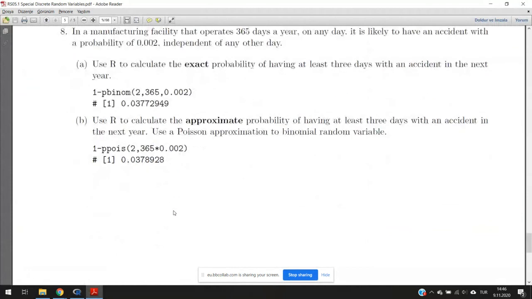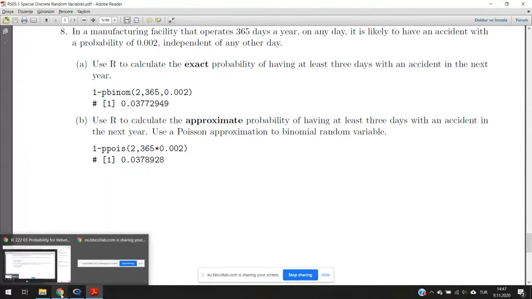Okay, so that's the end of the practice related to special discrete random variables in R. Please study those very well. Studying R and these questions mentioned in this PDF file will also be helpful to understand the theoretical part of this topic perfectly. So see you in the next video.